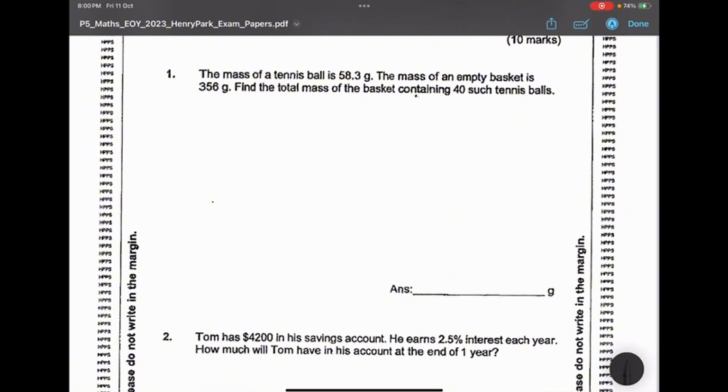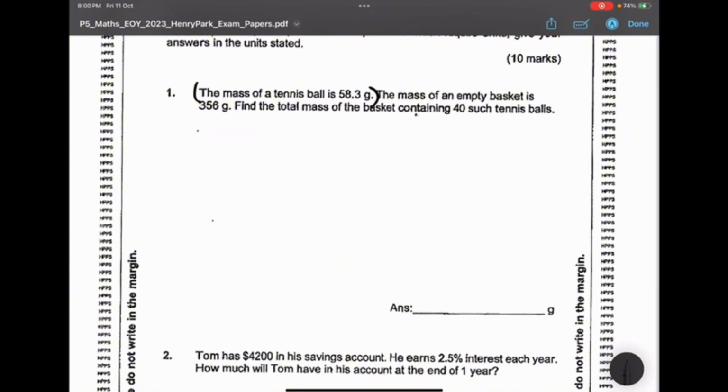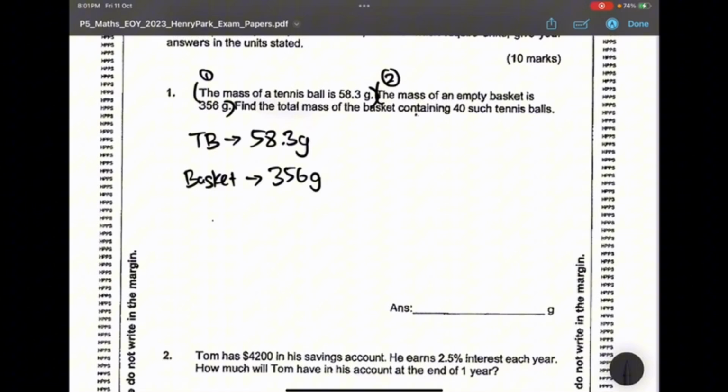Looking at question 1, it says the mass of a tennis ball is 58.3 grams. Right off the bat, I want to write that down, noting that the tennis ball equals 58.3 grams. Alright, this is sentence number 1. Moving on to sentence number 2, what does it say? The mass of an empty basket is 356 grams. And I know my basket equals 356 grams.